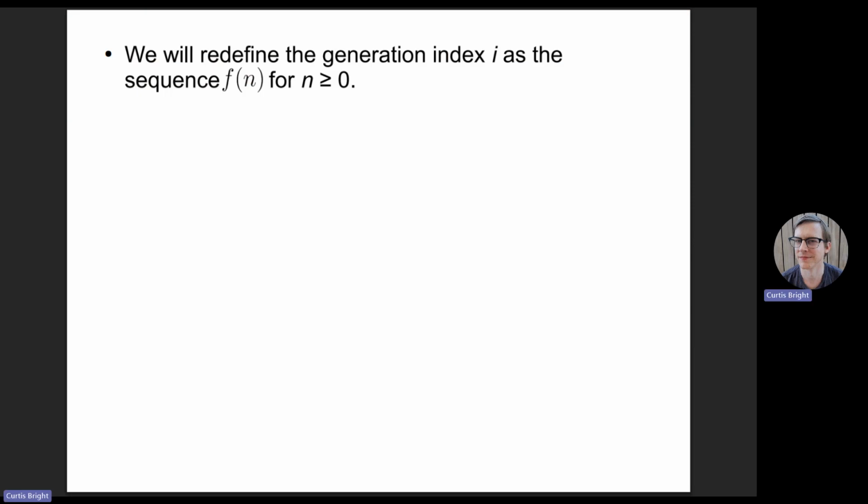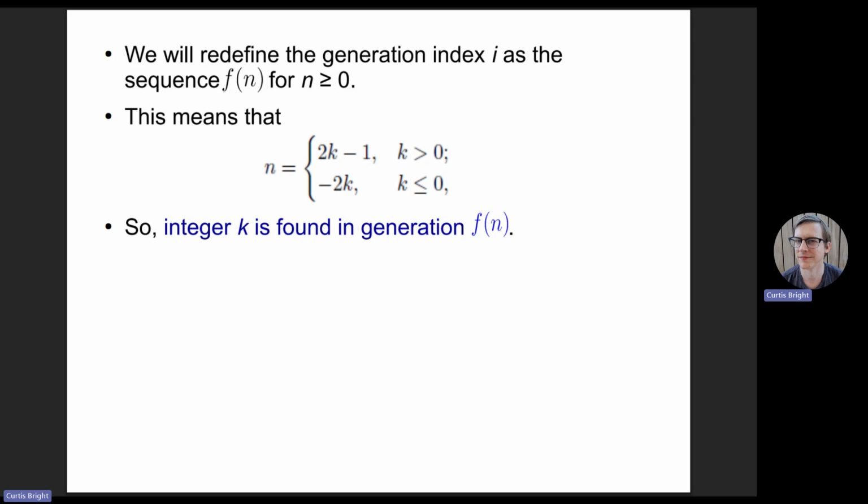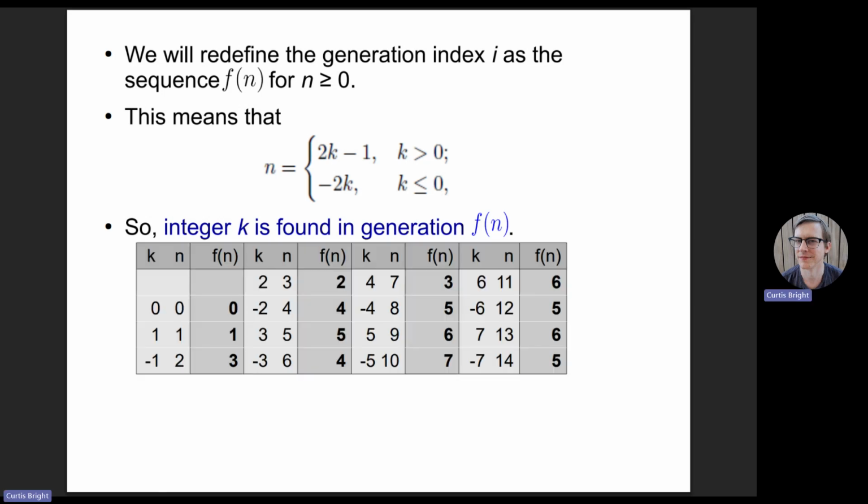So what we're going to do is kind of redefine things a little bit. We're looking for integer k, and we're going to introduce an n, so it's easier just to look at the table here. We're looking at 1, negative 1, 2, negative 2, 3, negative 3. We're just going to index that by n. So k is the number, and n is where it's found in the tree. So generation 0, 1, 2, 3, 4, 5, etc. So that k and n are related.